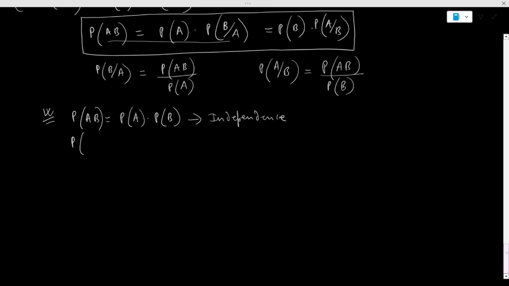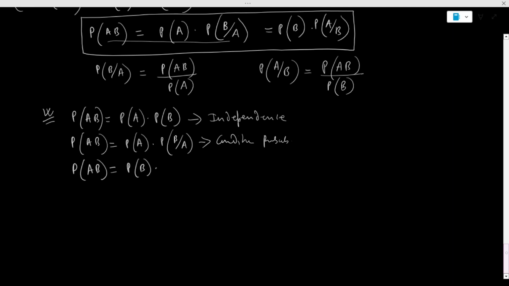But here in conditional probability, we are writing AB: if we know the information of A at first, then we use that information to update the probability of B. So this is some sort of conditional probability, and in this case, events A and B are not independent. Similarly, the probability of AB is equal to this: if we know the information of B, then we use that information and update the probability of A. So this is again conditional probability.